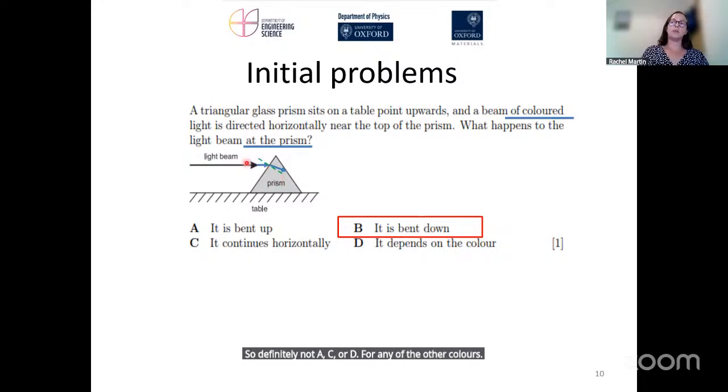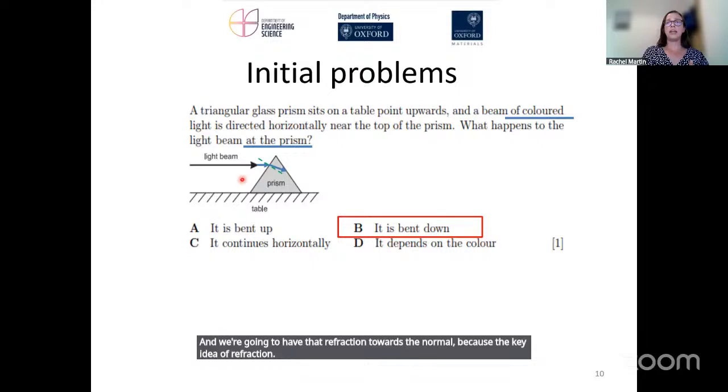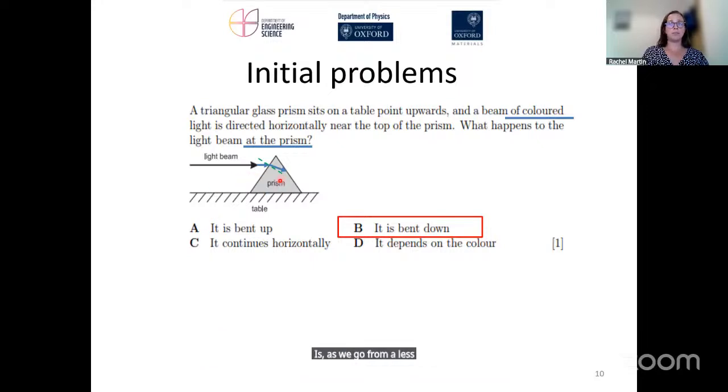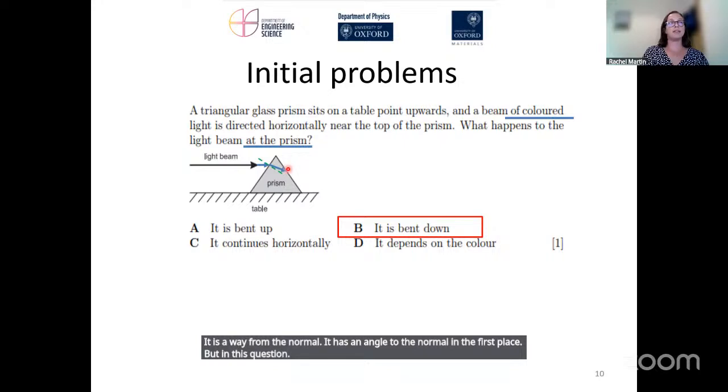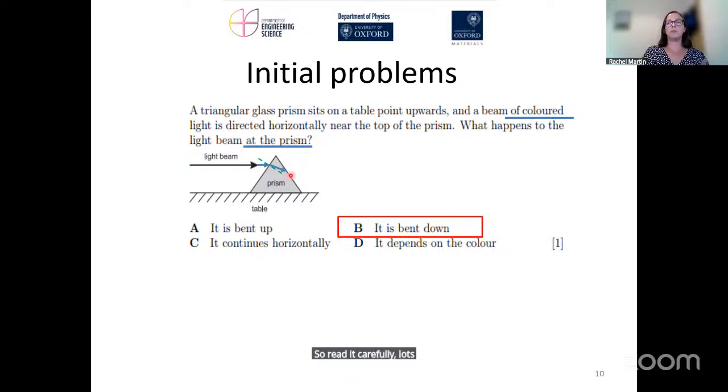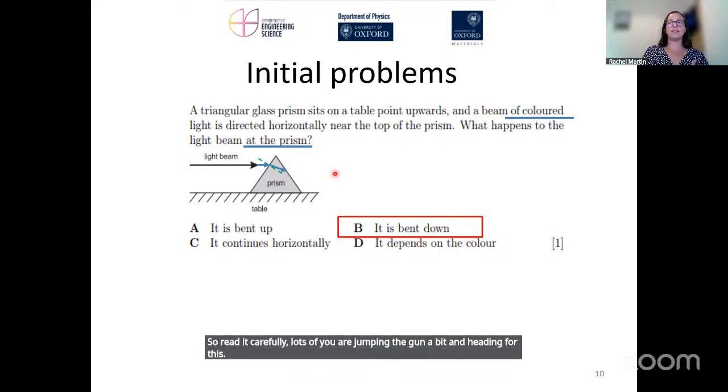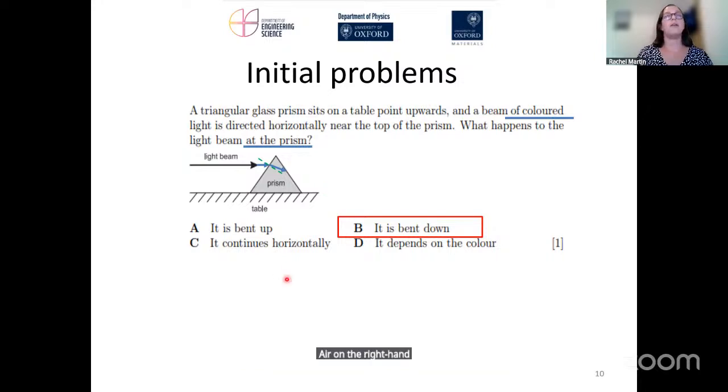And we're going to have that refraction towards the normal because the key idea of refraction is as we go from a less dense to a more dense medium, the electromagnetic wave will slow down and bend towards the normal, if it has an angle to the normal in the first place. But in this question, we do have that case. So read it carefully. Lots of you are jumping the gun a bit and heading for this air on the right-hand side here, but it was as simple as B.